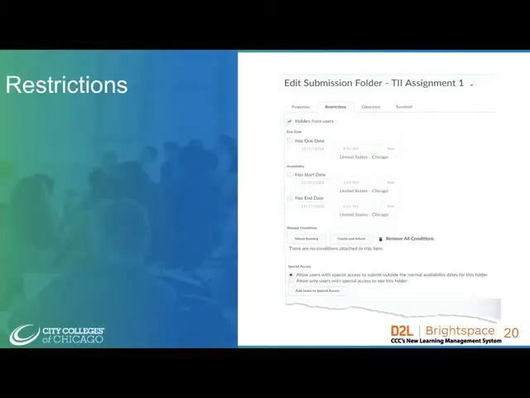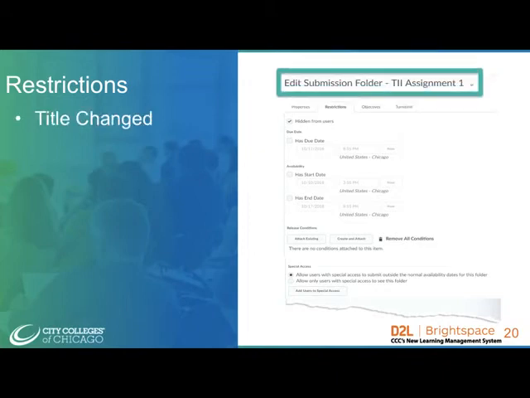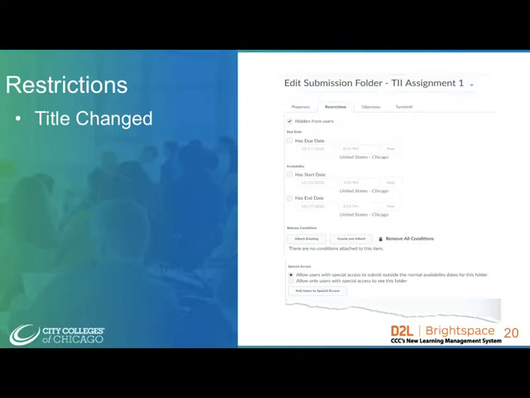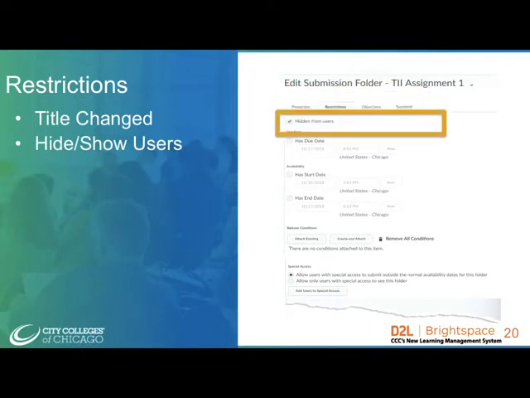We are now in the Restrictions tab. First, notice that the title has changed to the name I gave the assignment. The first checkbox is super important. You'll notice that it's checked by default, which means the assignment is hidden from students by default. If you want students to see the assignment, you'll need to click the box to remove the checkmark.